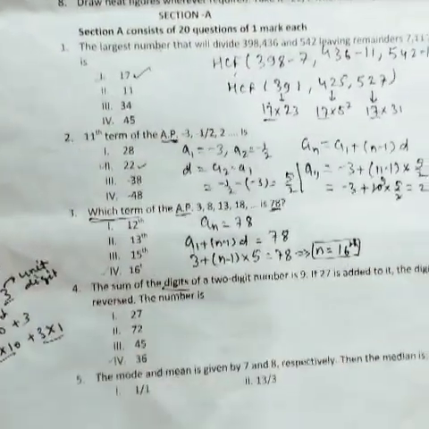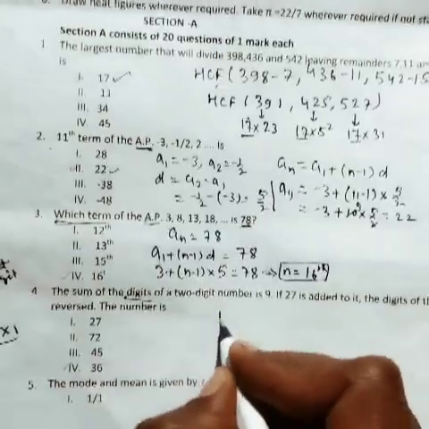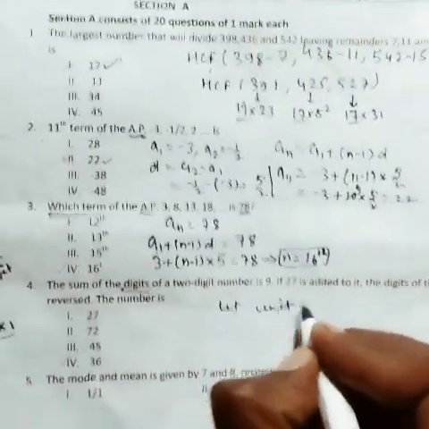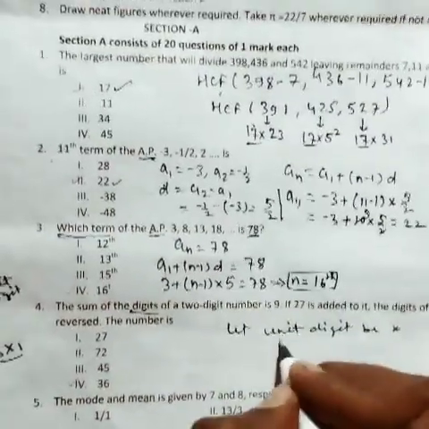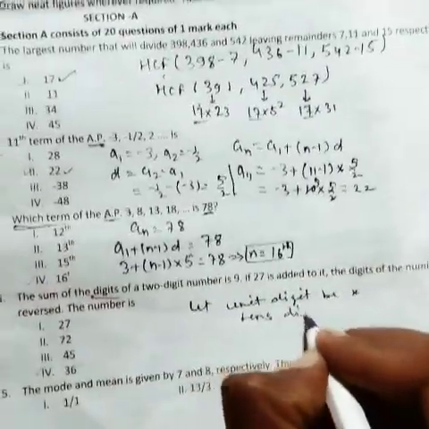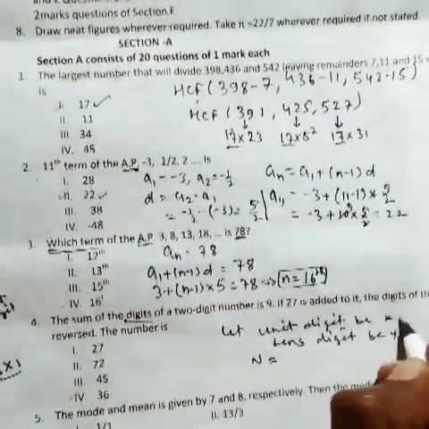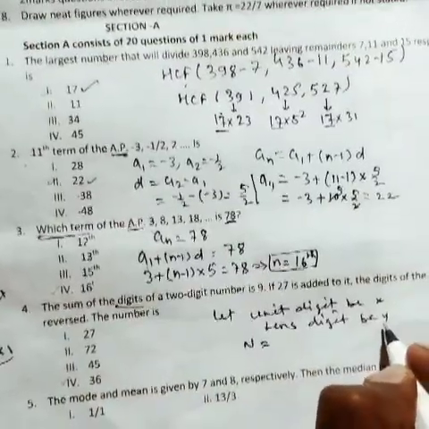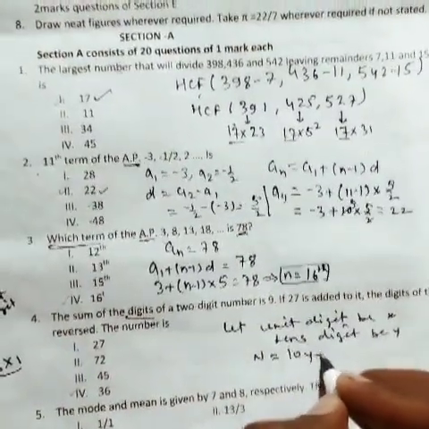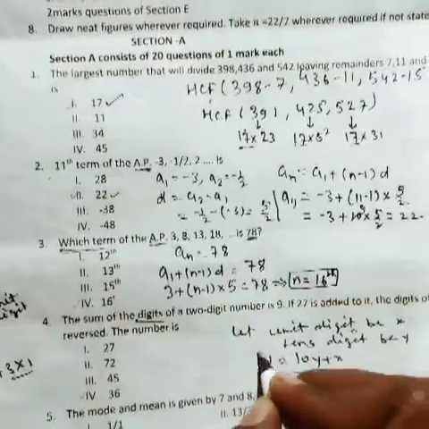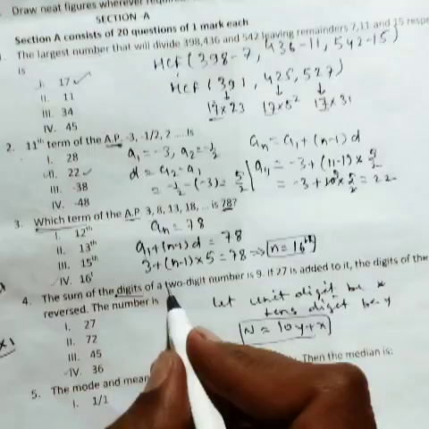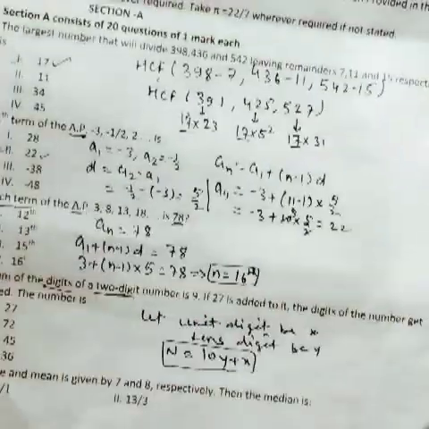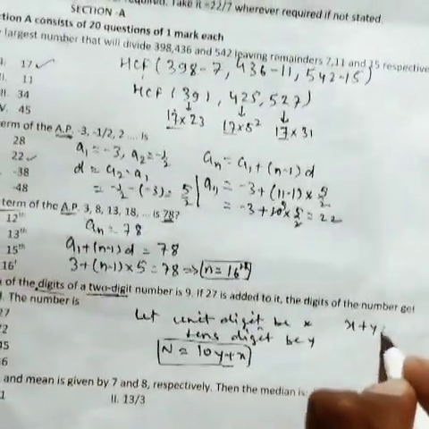Similarly, we assume that the unit digit is x and the tens digit is y. Now the number will be: the tens digit we multiply by 10, so 10y plus x. The number will be 10y plus x, and it has been given that the sum of the two digits is 9, which means x plus y is equal to 9.